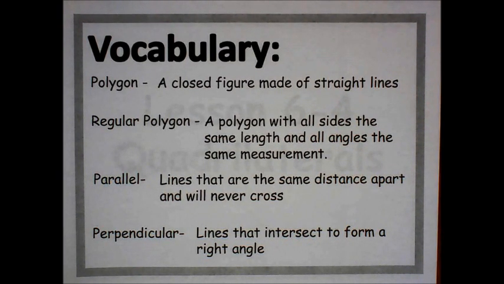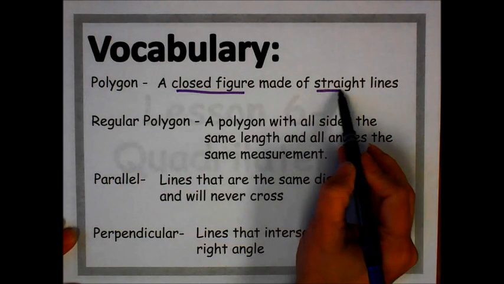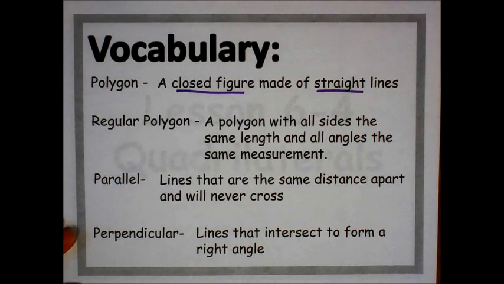So here are 4 vocabulary words. Our first vocabulary word today is polygon. You need to know that there are 2 criteria that make a shape a polygon. A polygon has to be closed and it has to be made up of straight lines.